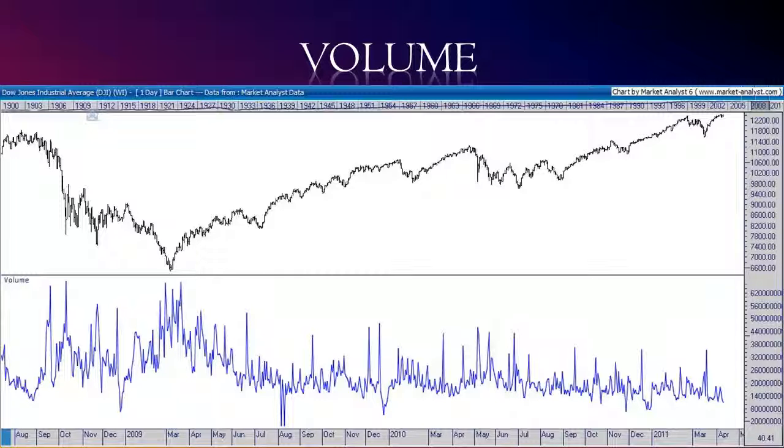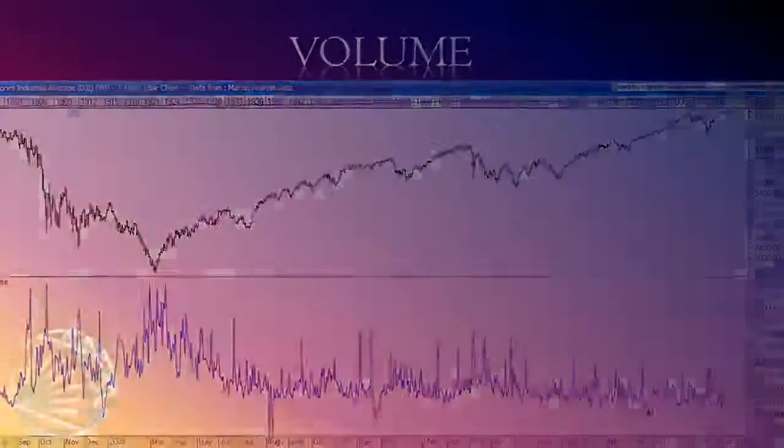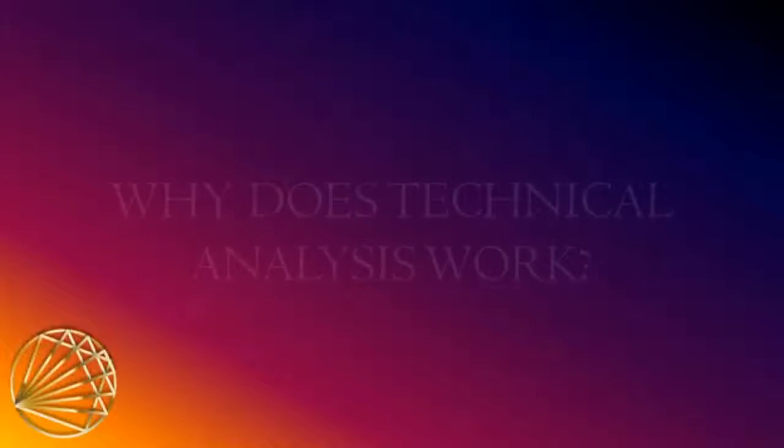If you like to trade Forex, volume data is more difficult to obtain for the spot Forex market because it's a decentralized market. But currency futures contracts can be looked at and their volume can be assessed, and this can give us an idea of what's going on in the spot market. Now that we've looked at fundamental analysis versus technical analysis, let's discuss the reasons why technical analysis works.